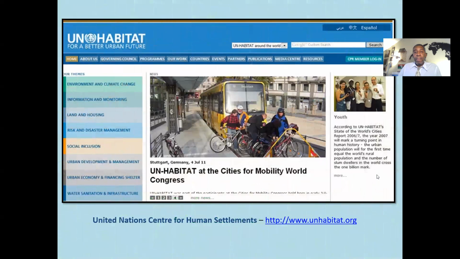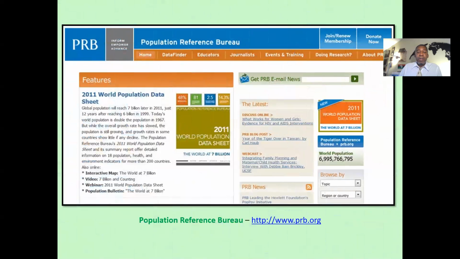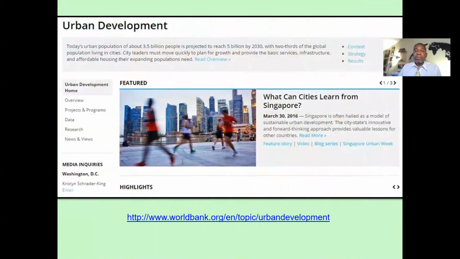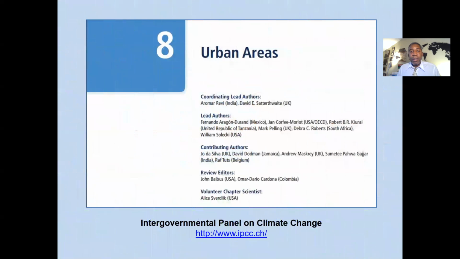Okay, so then of course, going beyond, there are opportunities with the United Nations, and there's the Population Reference Bureau, which is a really good source for research, and then the World Bank, if you want to learn more about this topic. Of course, the Intergovernmental Panel on Climate Change is a great place to look if you're looking at the global status of cities in terms of adaptation to climate change.